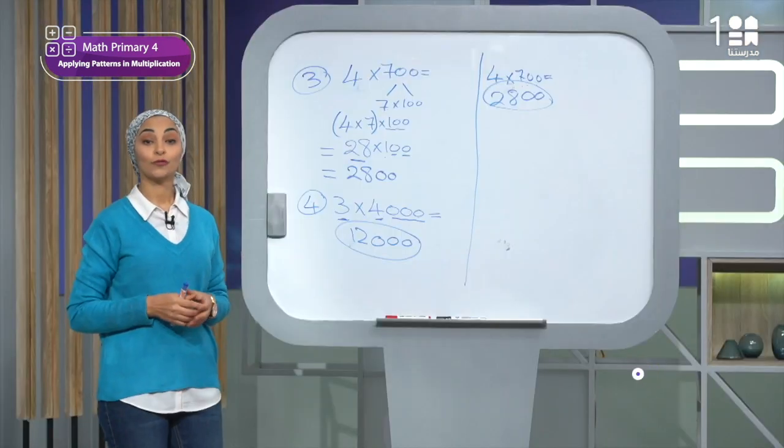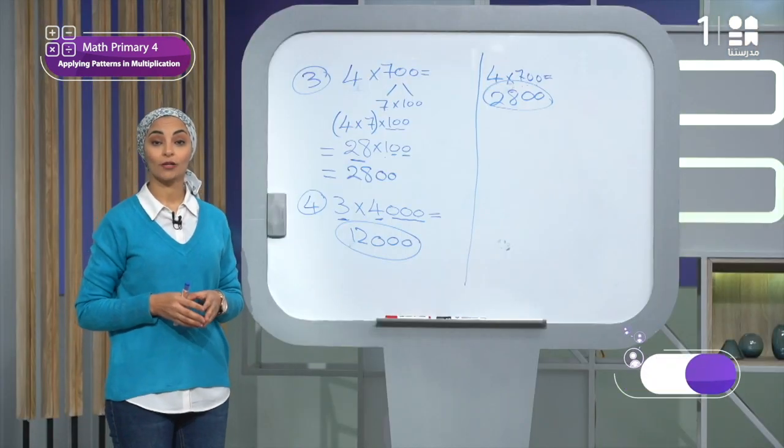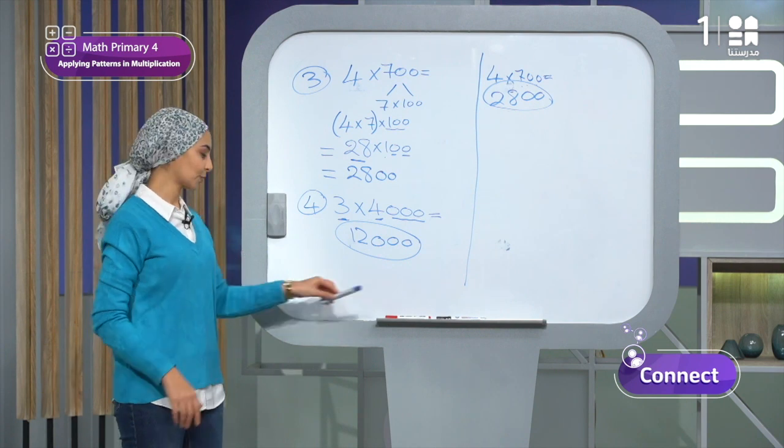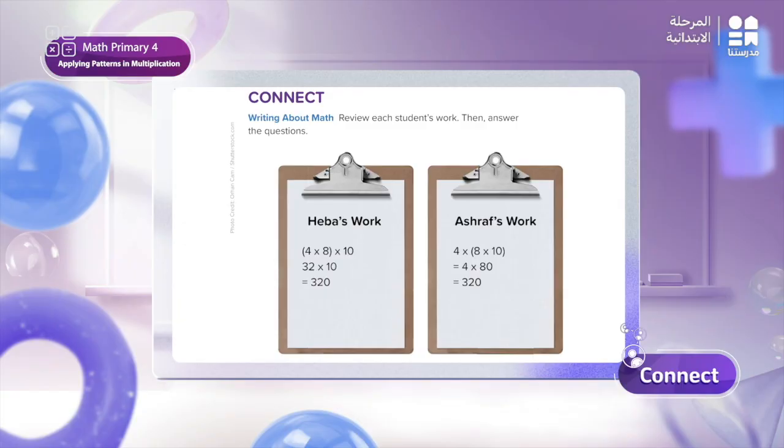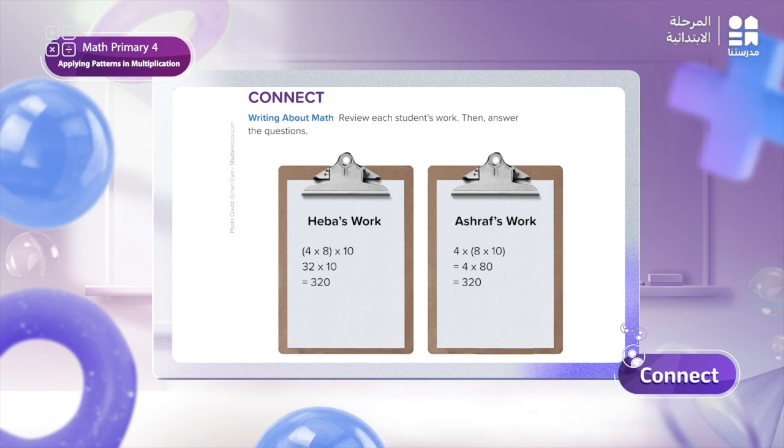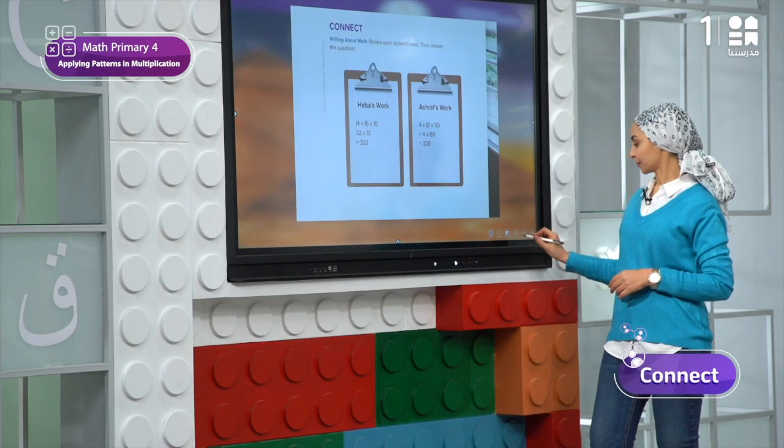And now we will move to connect part on page 227. Let's see it all together. And now in page 227 in your school book, in writing about math, we will find 2 answers. هنلاقي 2 answers by هبة وأشرف. Like you see here. Here is the هبة وأشرف works.